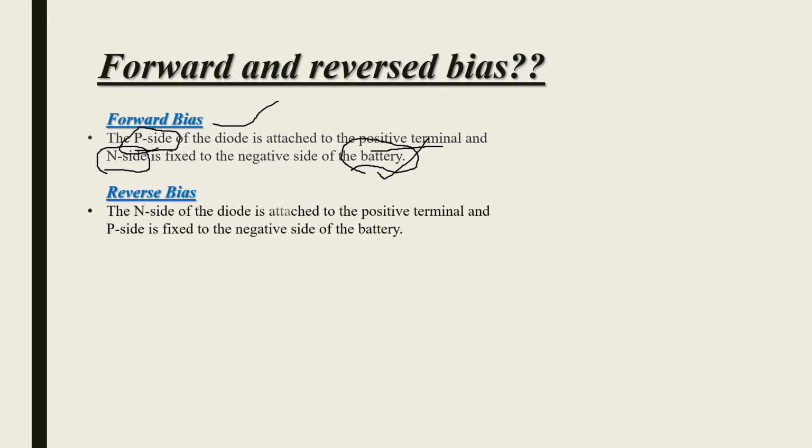Now come to the रिवर्स बायस. That what is रिवर्स बायस? रिवर्स बायस फॉरवर्ड बायस के जस्ट अपोजिट होते हैं, ये आपको पता चल ही गया होगा ये जान के, क्योंकि रिवर्स बायस में जो एन साइड जो होता है डायोड का वो कनेक्ट होता है पॉजिटिव टर्मिनल से, और जो उसका पी साइड होता है वो कनेक्ट होता है किससे? निगेटिव साइड ऑफ द बैटरी से.